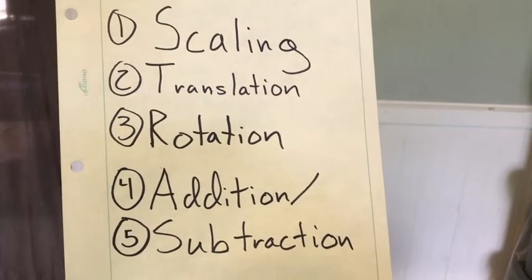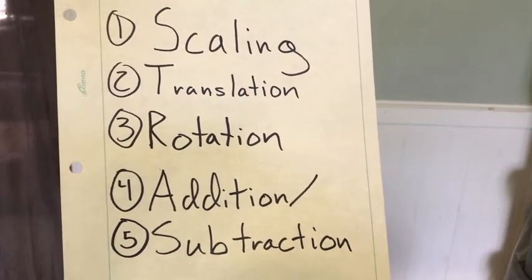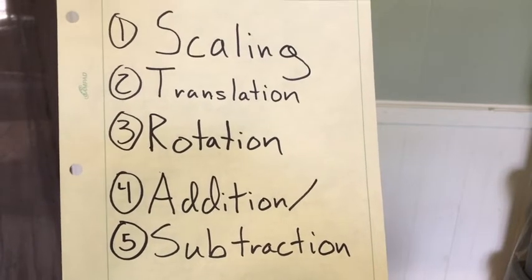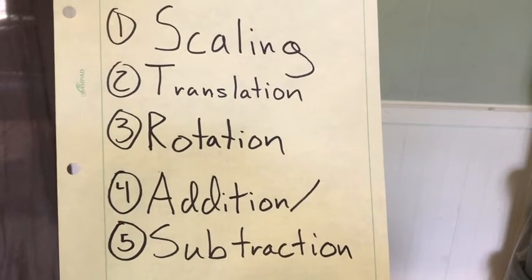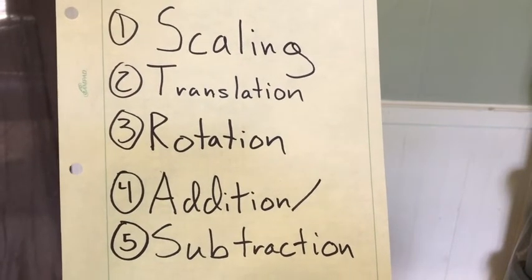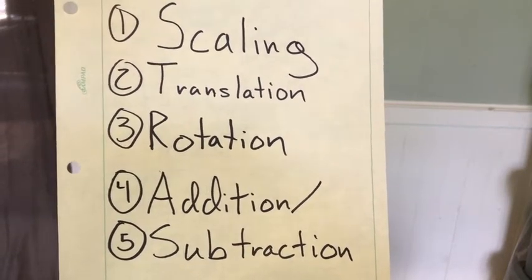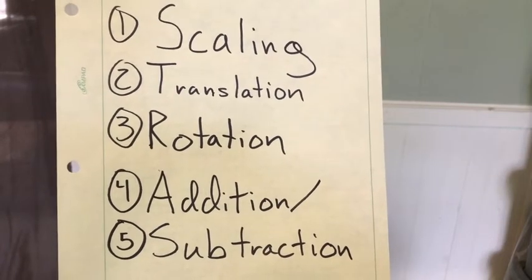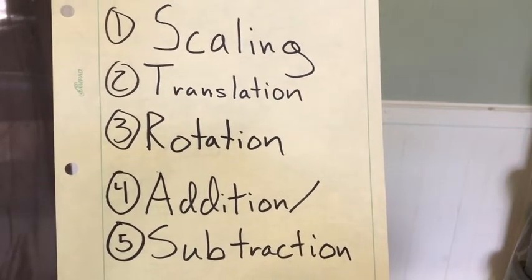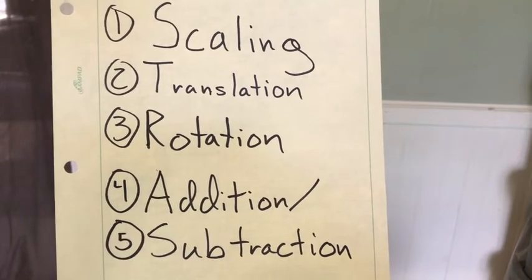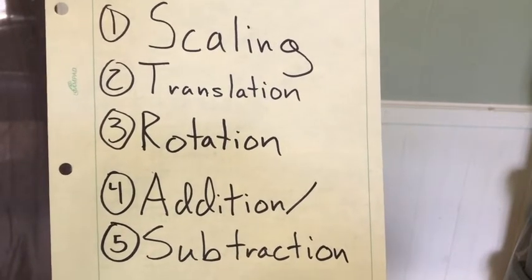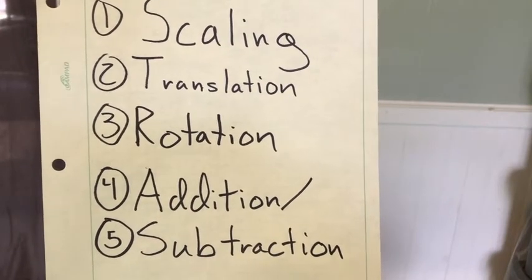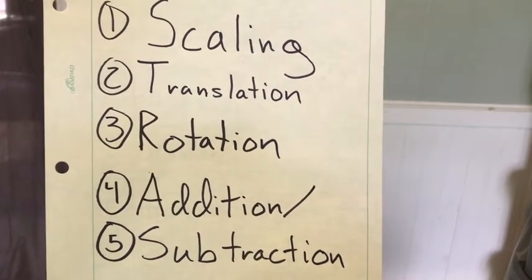So these are the 5 basic operations whenever you're doing 3D design. First one is scaling. That means making something larger or smaller. Translation, which is moving something back or forth or up or down. Number 3 is rotation, which is spinning something around. I'm going to have examples of each of these to show you in a minute, but I just wanted to cover them right now on a list.